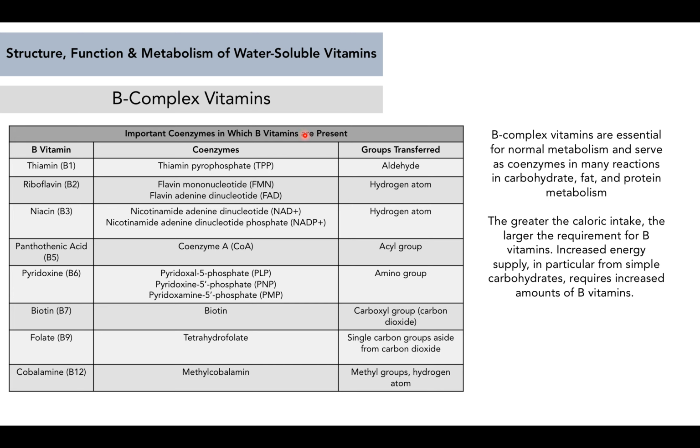So that means the more food that you consume, the more calories and carbohydrates that you consume, the more vitamin B complexes you need to use in order to convert and metabolize these macromolecules. And that's why a lot of the vitamin B deficiencies actually occur in cases when there is an increased calorie intake. Now, this table summarizes all the vitamin B complex vitamins and what they are as coenzymes, so their role as a coenzyme, and what groups they transfer when they work as a coenzyme.